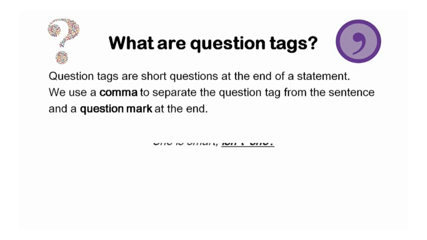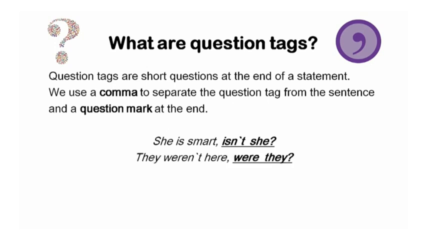Here are some examples. She's smart, isn't she? This isn't she is the question tag for the sentence she's smart. They weren't here, were they? Were they is the question tag here. Brian speaks French, doesn't he? Doesn't he is the question tag for the sentence Brian speaks French.